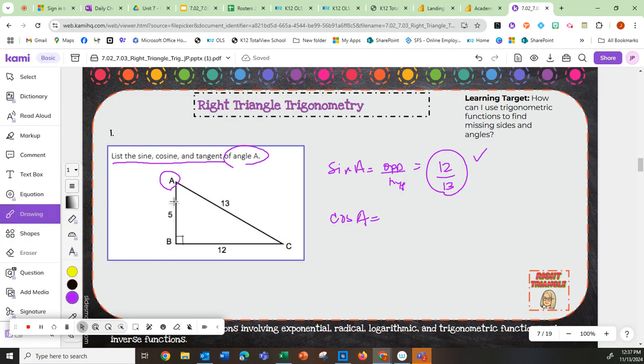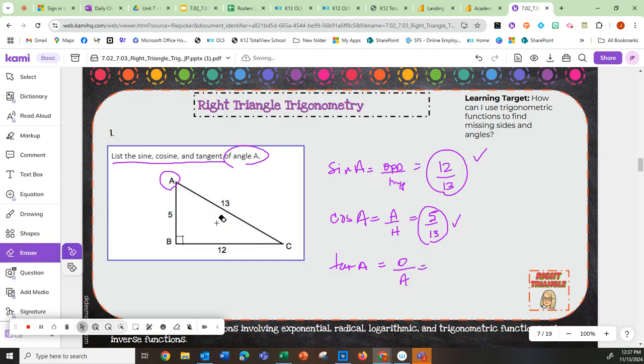All right, cosine from angle A. Cosine is going to be adjacent over hypotenuse. Remember, a leg can never be the hypotenuse. I'm going to do A for adjacent, H for hypotenuse. So the adjacent leg is 5, over the side opposite the right angle, which is always the hypotenuse, 13. Check to see if your fraction will reduce. If it won't, then that's your answer. And then we're going to do tangent from angle A. Tangent is opposite over adjacent.